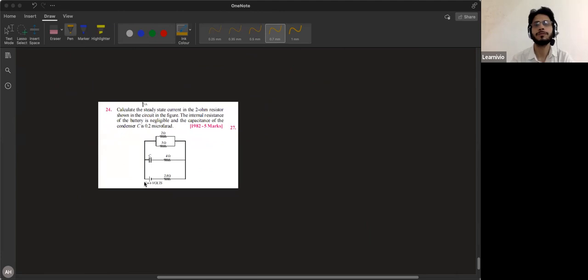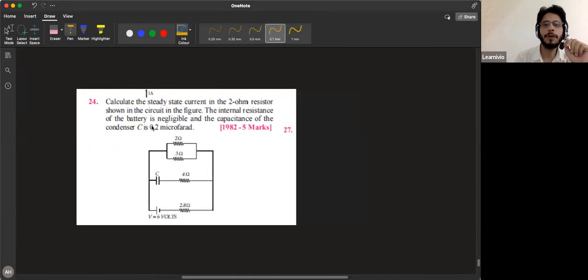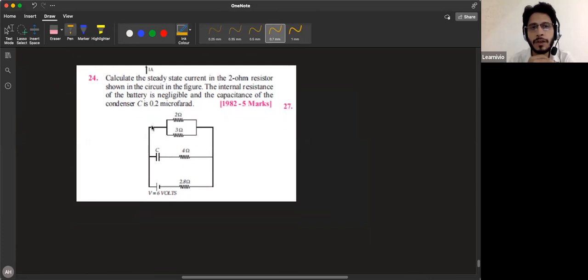See, like this question, 1982. Calculate the steady state current in the 2 ohm resistor in the circuit. The internal resistance of the battery is negligible and the capacitance of the capacitor is 0.2 microfarad. What does steady state mean? Yashika, what does steady state mean?